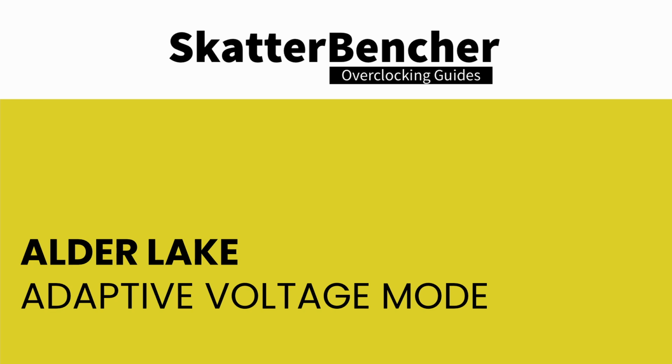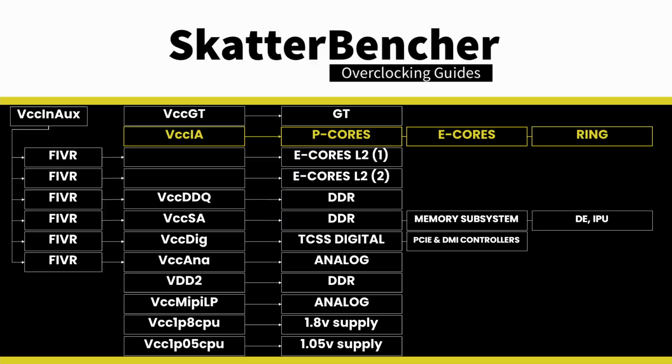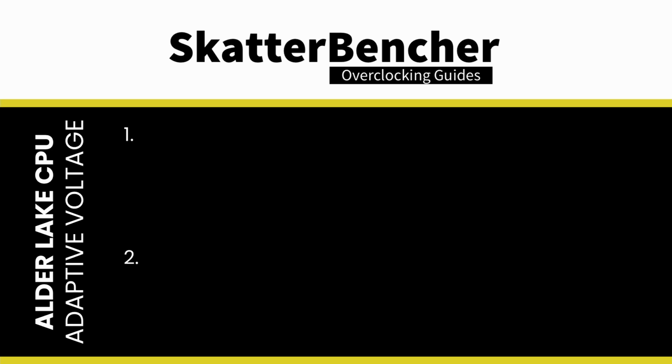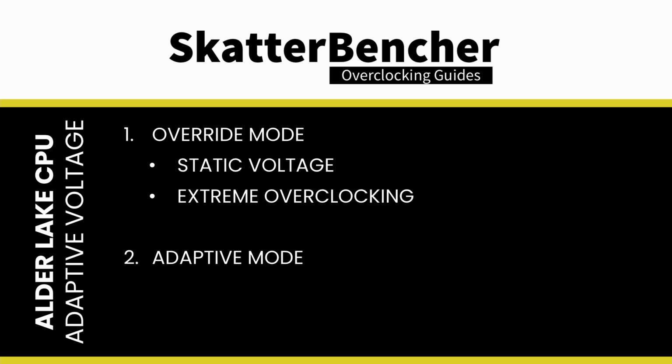On Alder Lake CPUs, the voltage for the CPU P-cores, E-cores, and ring are all driven by a single voltage rail called VCC-IA. That means there's only one voltage that can be applied to each of these parts in the CPU. The voltage can be set in two ways, adaptive or override. Override mode specifies a single static voltage across all ratios. It is mostly used for extreme overclocking purposes, where stability at the very high frequencies is the only consideration.